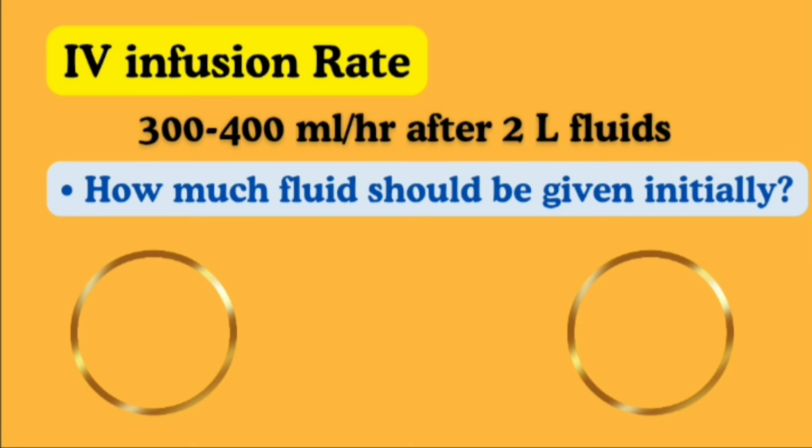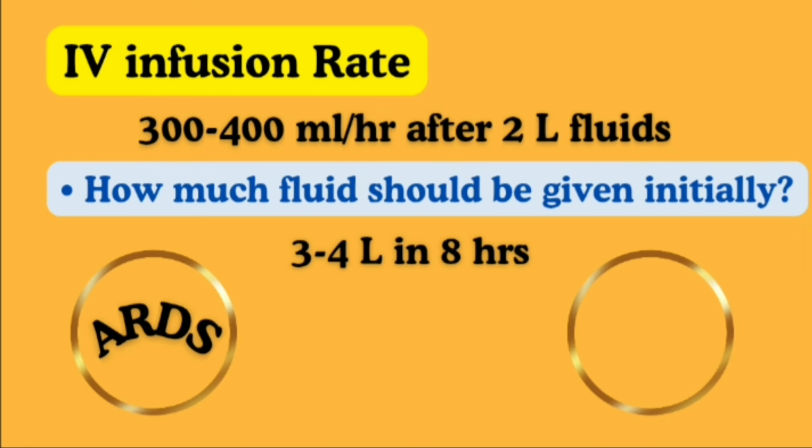Failure to give enough volume replacement to restore normal perfusion is one of the most serious therapeutic shortcomings which adversely affect the satisfactory recovery. Now the question is, how much fluid should be given initially? At least 3 to 4 liters of fluid should be given in 8 hours. However, excessive fluid replacement, that is more than 5 liters in 8 hours, may contribute to ARDS, that is acute respiratory distress syndrome, or cerebral edema.